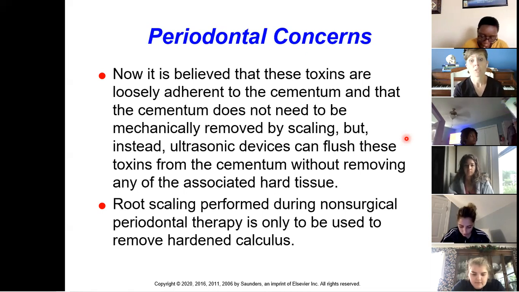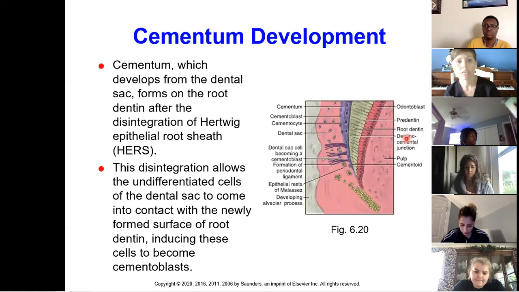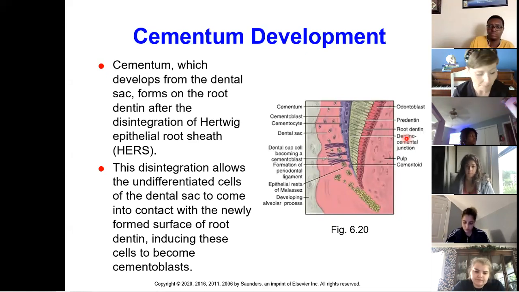Root scaling performed during non-surgical periodontal therapy is only to be used to remove the hardened calculus, not to make it glossy smooth like I was taught in school. So, all right, any questions about that? What goes on in the periodontium or anything like that? Okay. All right, on to the cementum development.